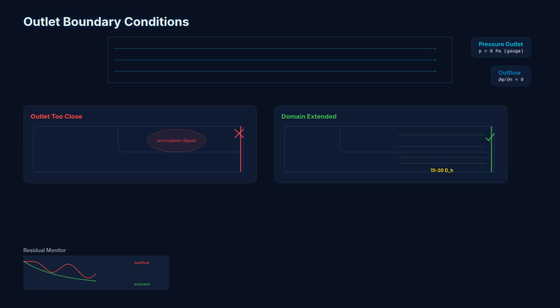When flow re-enters at a pressure outlet, the solver guesses the incoming properties. Those guesses are wrong. Residuals spike. The fix: extend your domain until the outlet sits in calm, unidirectional flow.